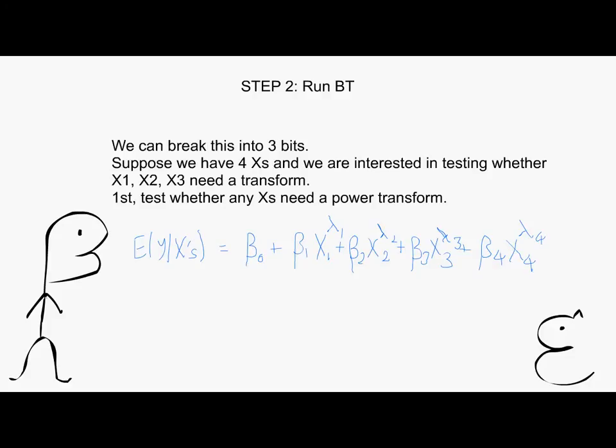We can break this into 3 bits. To illustrate, suppose we have 4 x's and are interested in testing whether x1, x2, x3 need a transform. First, test whether any x's need a power transform. Add terms of the form x times log x to each of x1 to x3 like this. Then use the usual t-test to test for individual significance of each of the x times log x term. The null hypothesis is that the coefficient on x log x is not significant, which is the same as saying no power transform on x is needed.